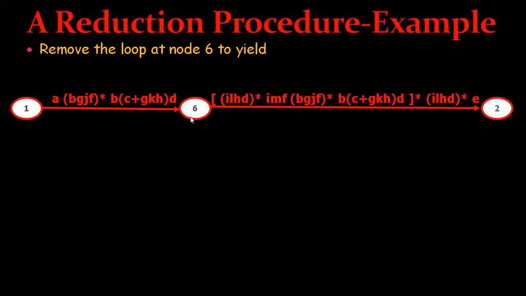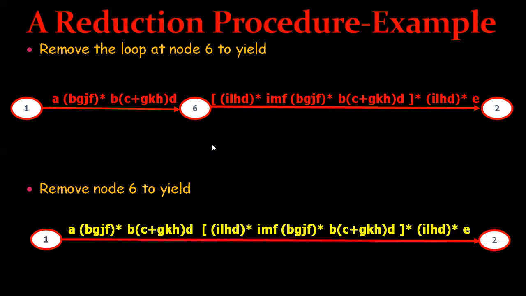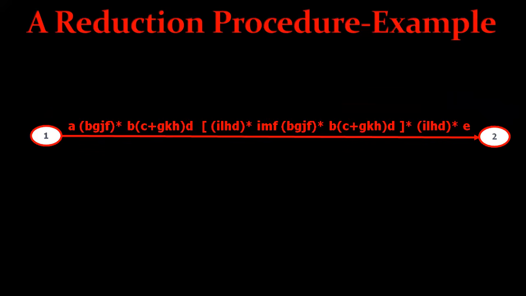Now removing node 6. When I remove this node 6, what will we have? See, these are serial, sequential. So there will be a product between this particular path and this particular expression. The product of those two expressions by removing node 6. So finally, we are left with this particular expression. So finally, my expression is something like this.